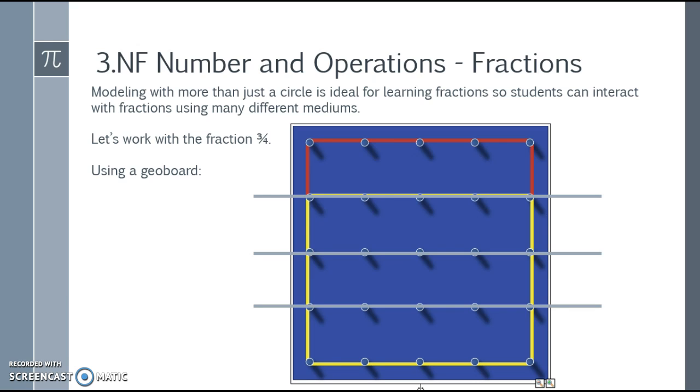So if I partition into 4 equal parts, now you could do this horizontally or we could do it vertically, we would get the same. So I have 3 copies of 1/4 colored in yellow.